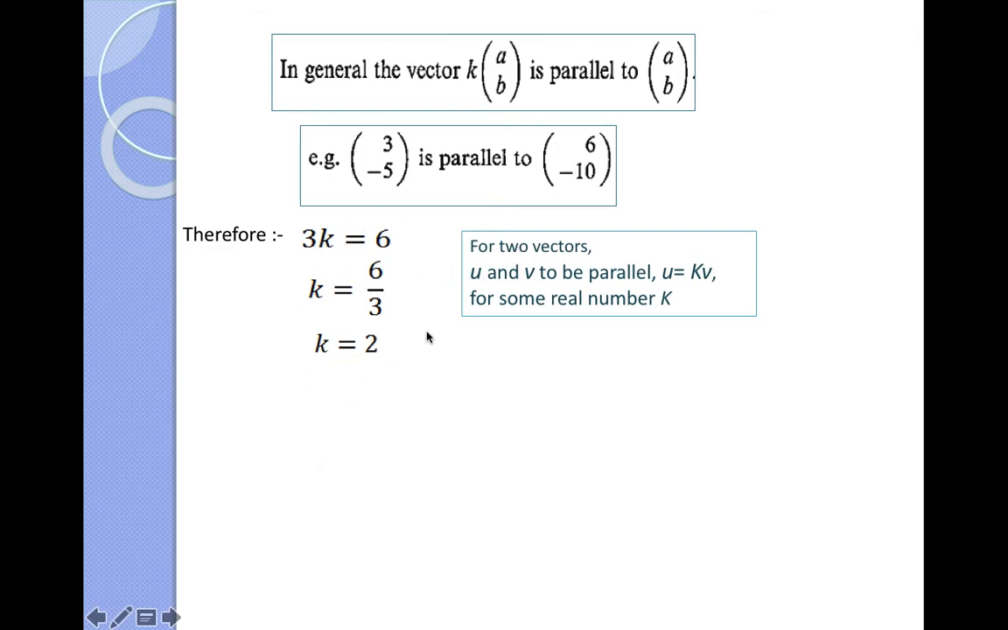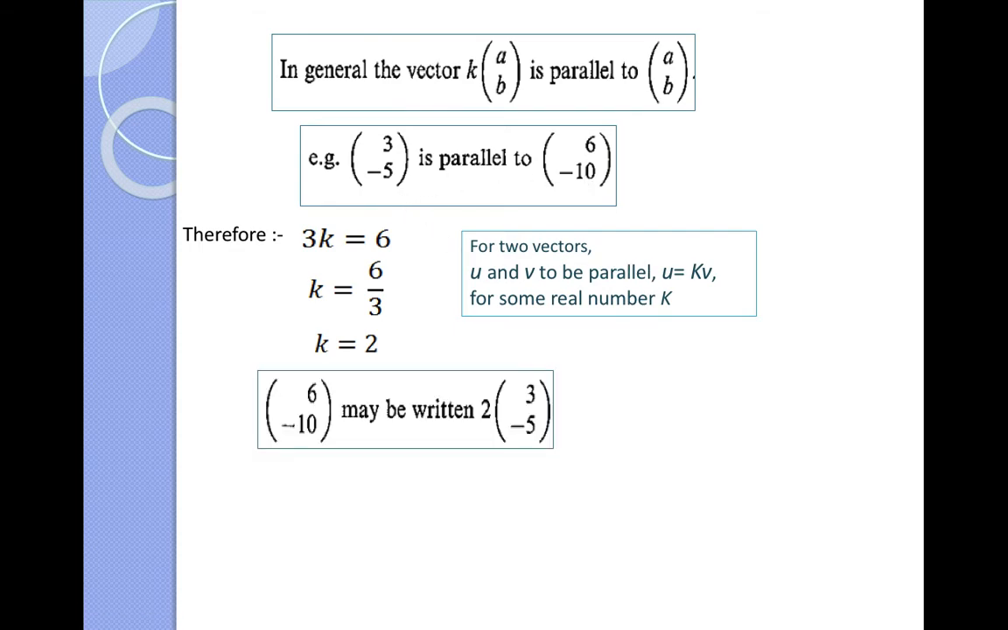This part is not in the textbook. This is a general format. You can solve any question to prove that two vectors are parallel. You can use this equation. You have to take one of them as v and the other as u. So one vector is a scalar multiple of the other vector. So you can say (6, -10) may be written as 2, that is a scalar, multiplied with the column vector (3, -5).